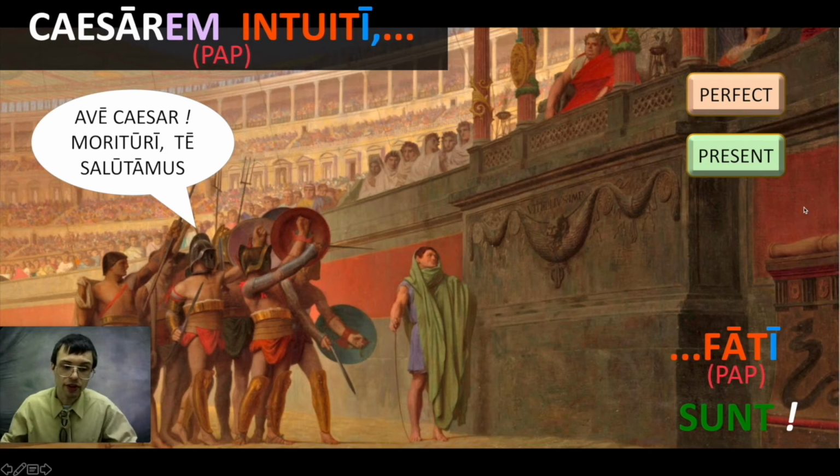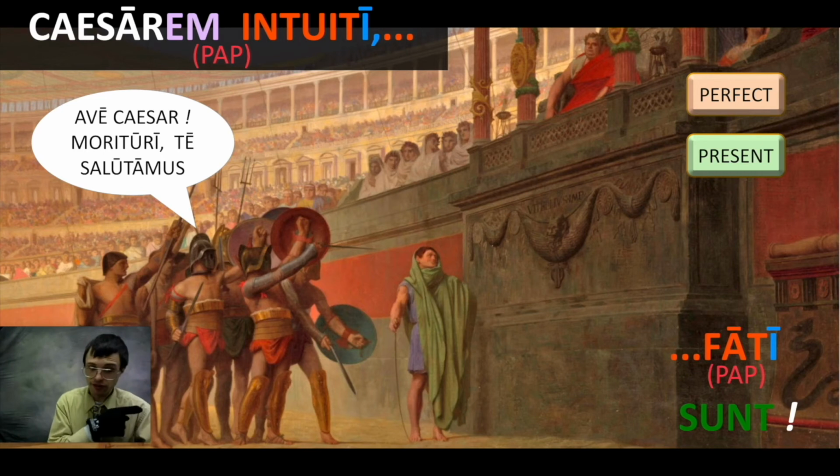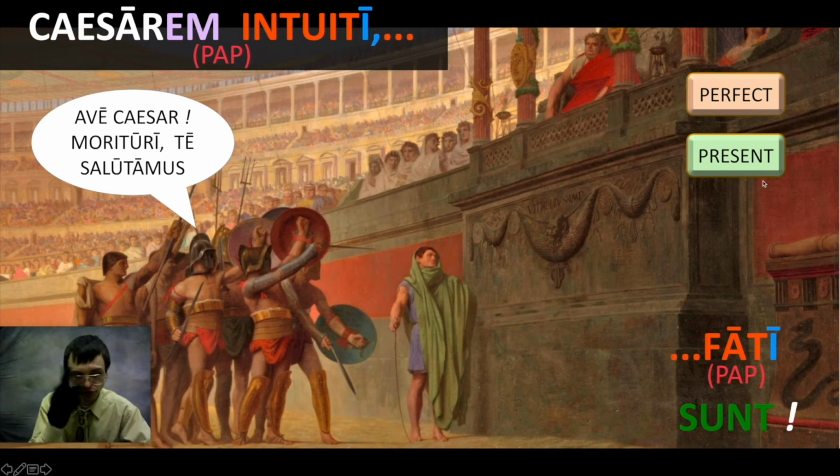So which occurred first, the intuiti or the fati, or were they simultaneous? Well, this is also where you apply relative time. So the intuiti is a secondary verb, and so that actually is relative to the time of the fati. And the fati is already in the past, so this is even further in the past. All right, so intuiti occurs first and then the fati later, even though they're both perfect tense.